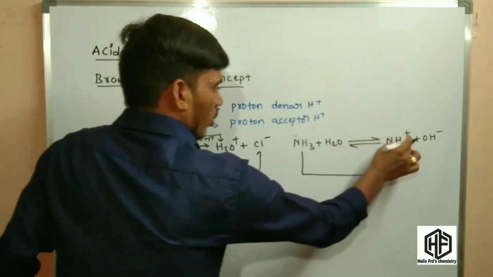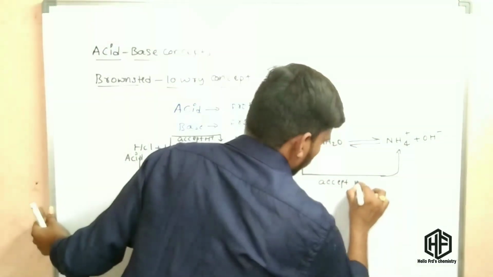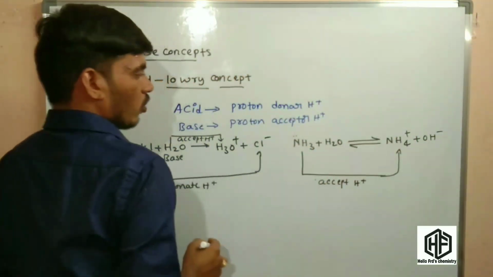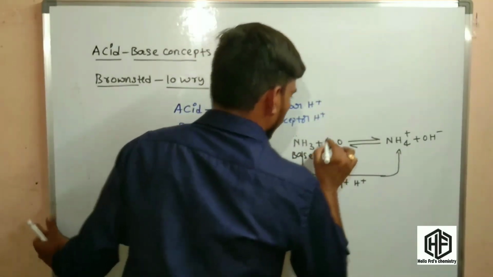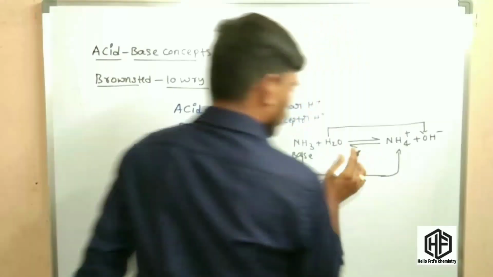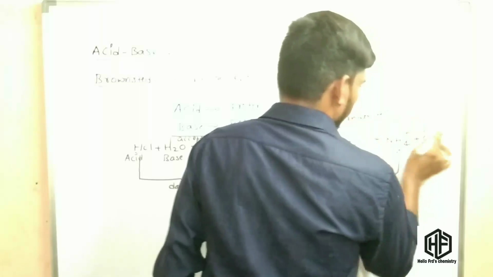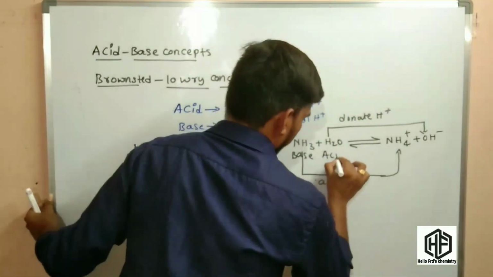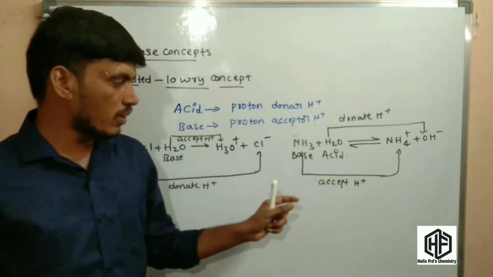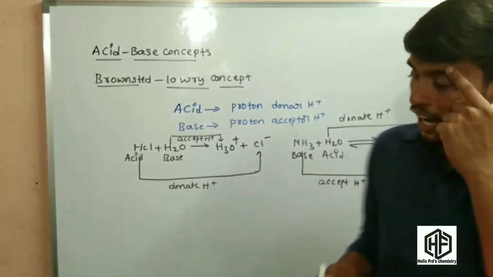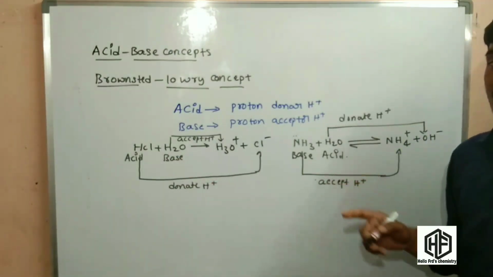Friends, NH3 is the proton acceptor, accepting H plus to form NH4 plus. This is called a base. But H2O donates H plus. This is called an acid. What is an acid, friend? One that donates H plus is called an acid, and one that accepts H plus is called a base. In the earlier example H2O is a base, but in this example H2O is an acid.